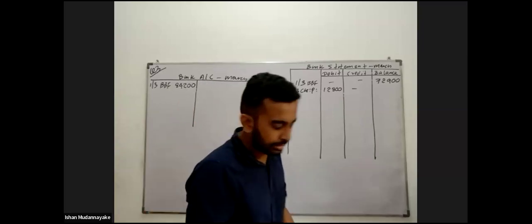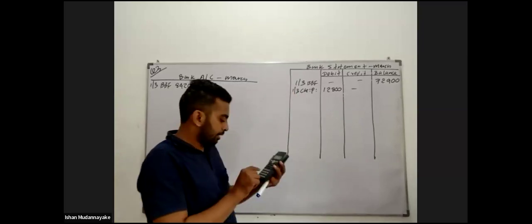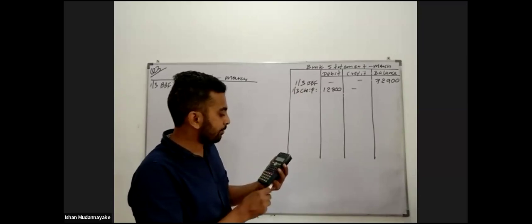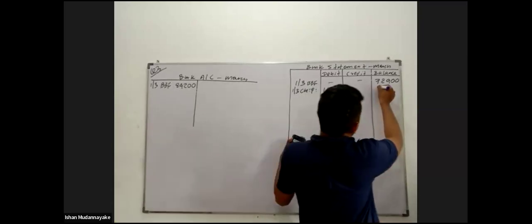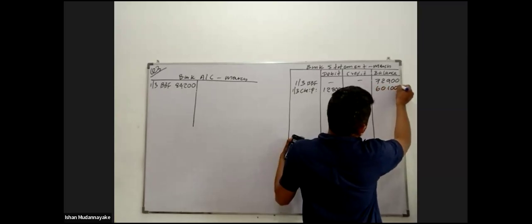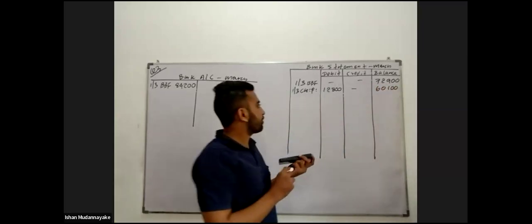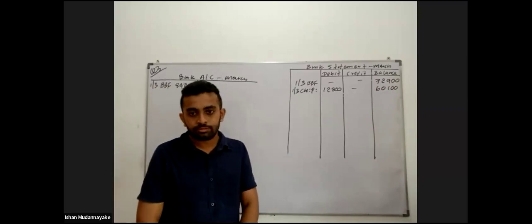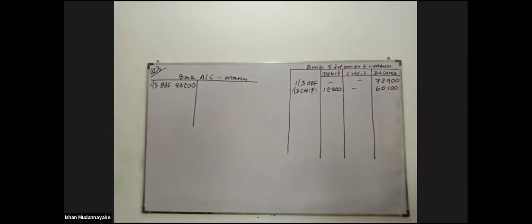Now the balance, how much? 72,900 minus 12,800. How much? 60,100. 1st March presented check, balance 60,100.